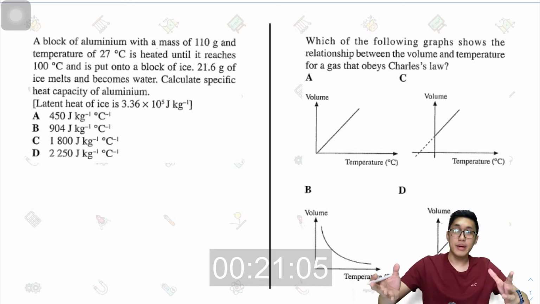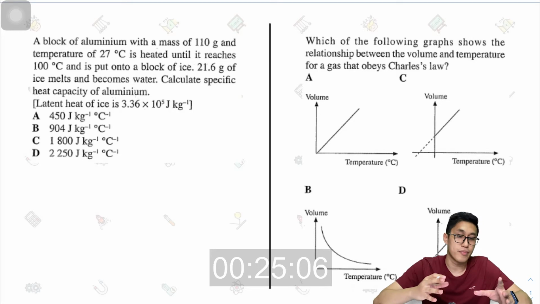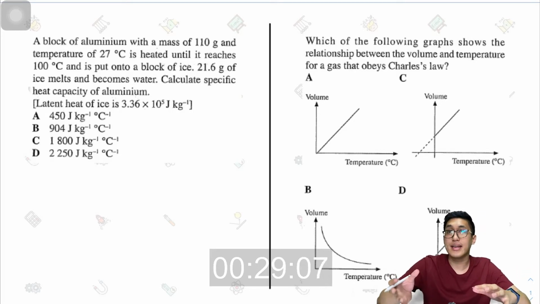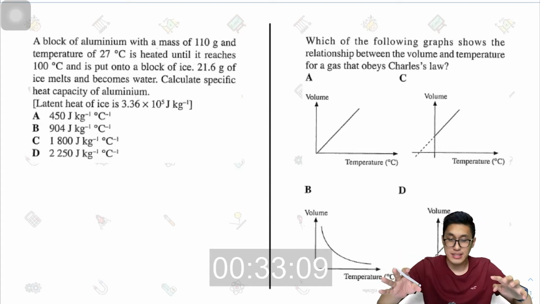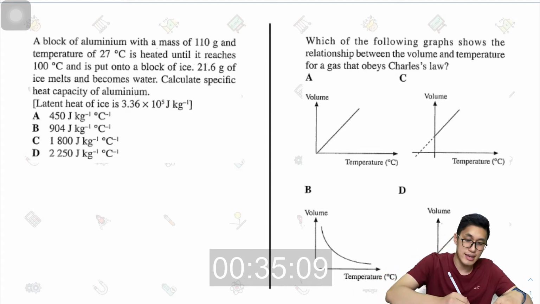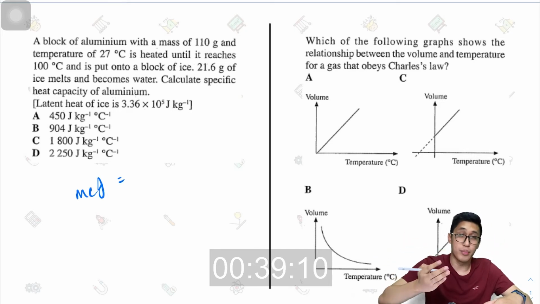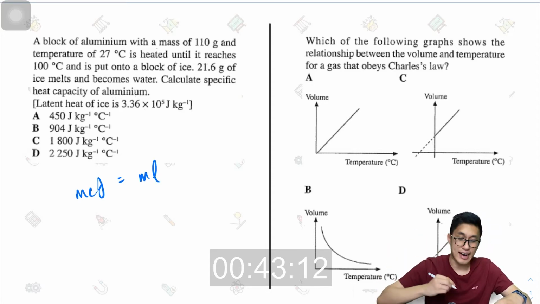So when the aluminium is heated, a certain amount of heat goes into the aluminium, right? And when you move the aluminium onto the ice, all the heat that went into the aluminium will now come out and go into the ice to melt the ice. So we can say that mcθ, which is the heat that went into the aluminium, is equal to ml, which is the heat used to melt the ice.